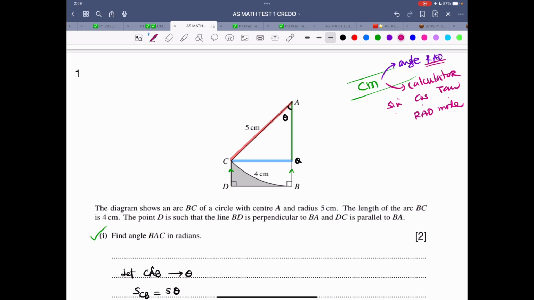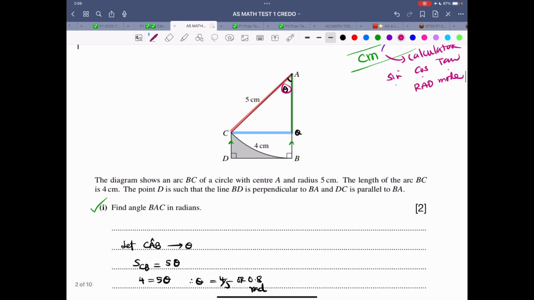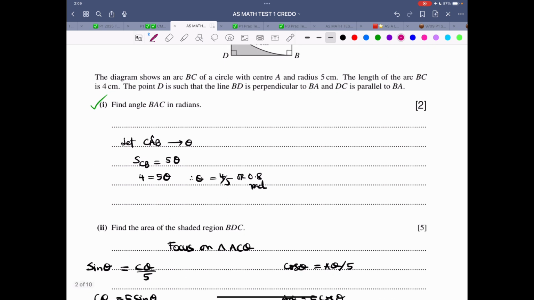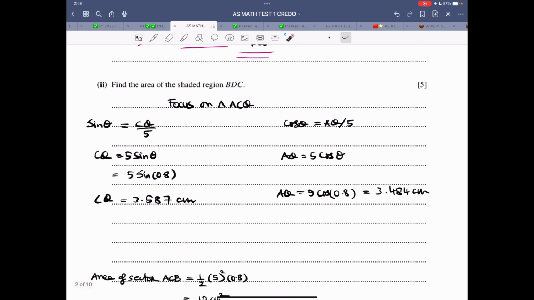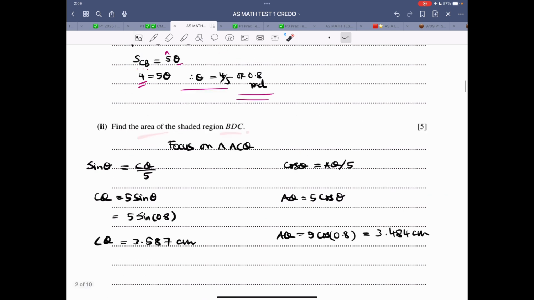So now I have labeled this angle as theta and I apply the simple formula: arc length CB is equal to r theta. So r in this case is 5, theta is unknown and this arc length is 4. So theta comes out to be 0.8 radians. That is the first basic thing. Then it's asking us the area of the shaded region BDC.